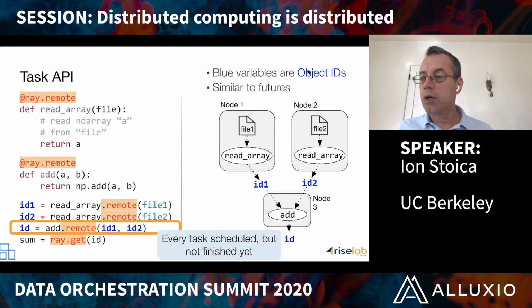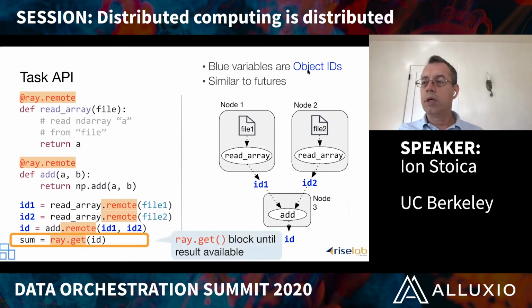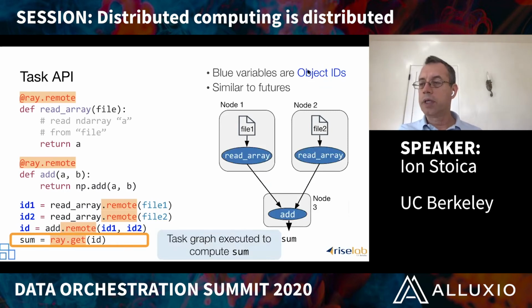Note that at this point, none of the tasks might have been scheduled, let alone executed. To get the result, we need to call ray.get on the result's future. This is a blocking call that waits for the entire computation graph that produces the result to finish execution. When done, it returns the sum of the two arrays to the program. The important point to note here is that submitting the tasks asynchronously enabled Ray to exploit the parallelism, which in this case meant executing the two tasks, reading file 1 and file 2, in parallel.